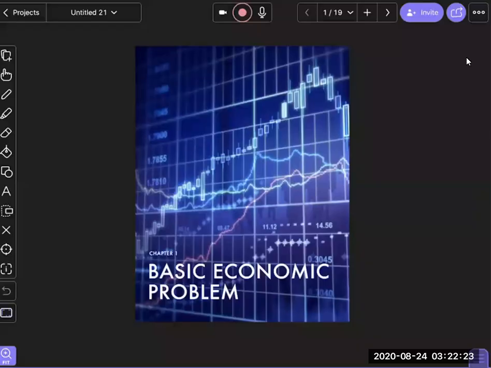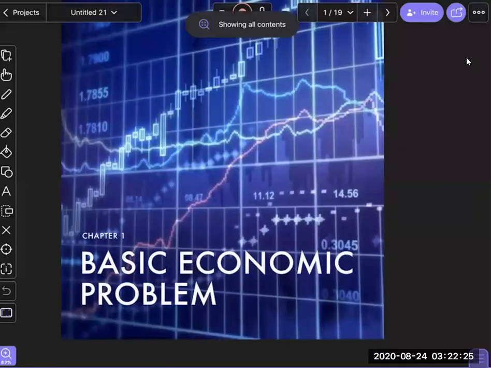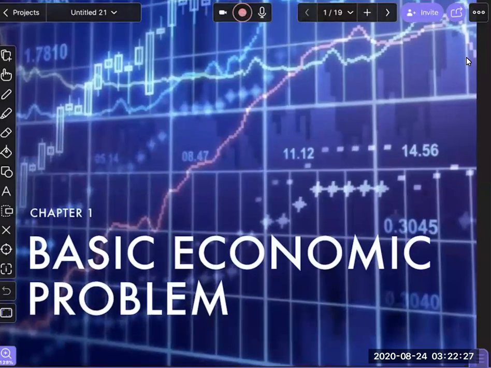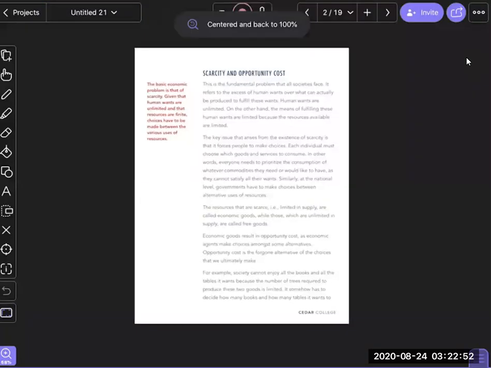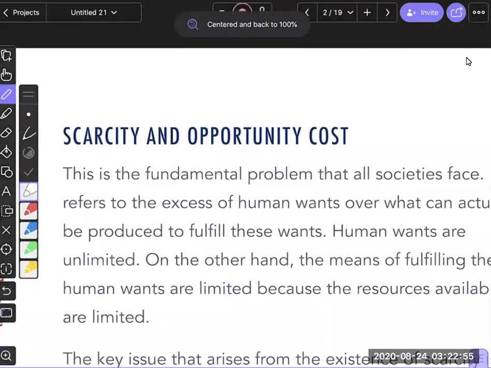So guys, our first chapter in economics is all about what we call the basic economic problem. What do we mean by basic economic problem? Economics is a social science, and we're trying to solve the problem of how we allocate resources that are not too many. The biggest challenge we face when it comes to the economic problem is something called scarcity. Scarcity is basically the key economic problem.